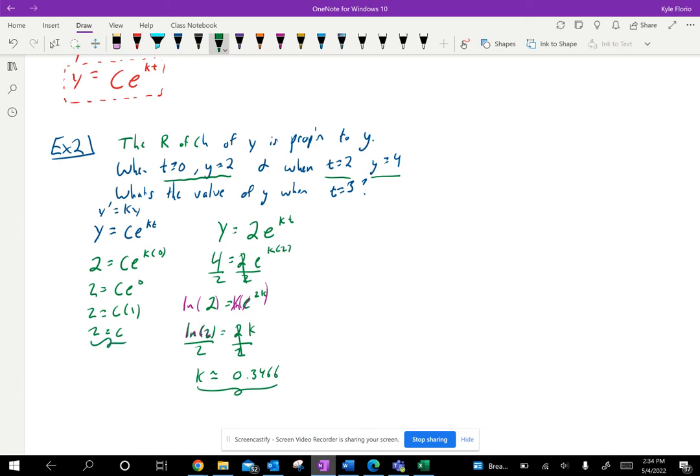Now we found c and we found k, so we can finally find the value of y when t equals 3. We have our equation, 2 times e to the kt, and I know what k is now. So y equals 2 times e to that value when t is 3, and we can just plug 3 in and be done. 2 times e to the 0.3466 times 3. When you put that in the calculator, it spits out approximately 5.657.